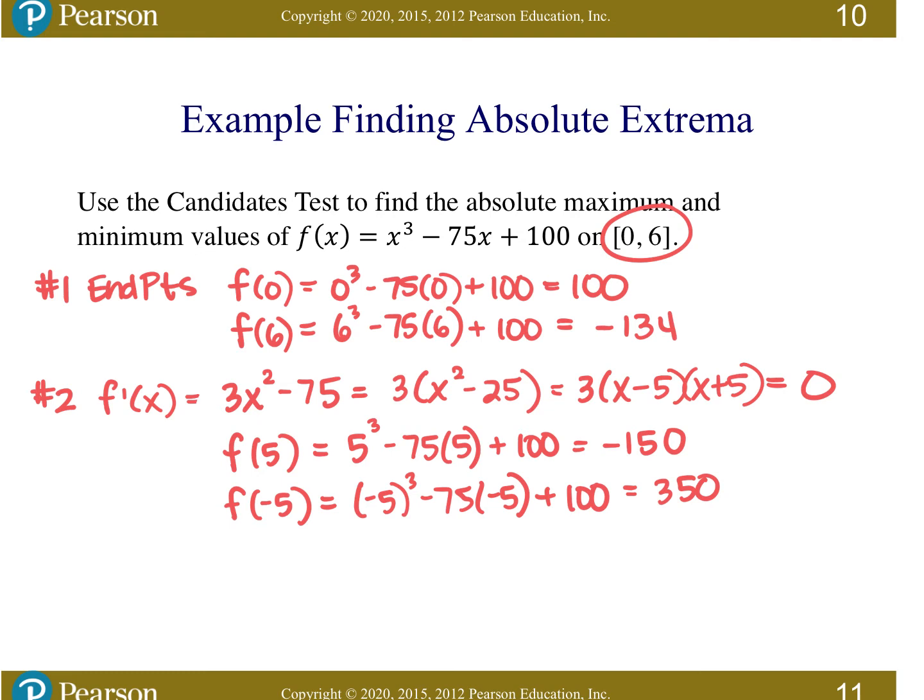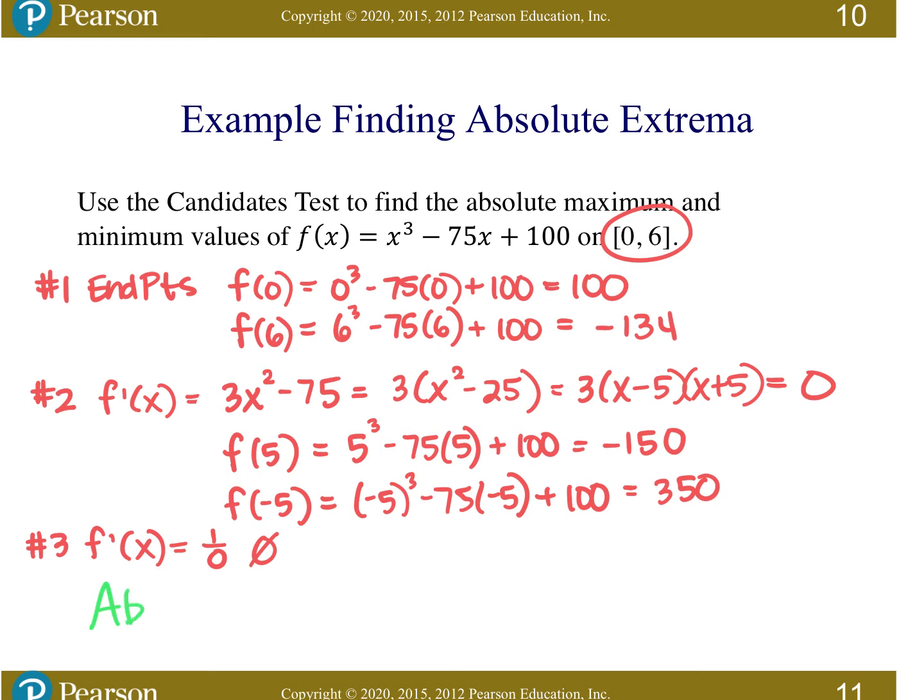So I have a couple more candidates. Remember, these are all candidates for the absolute. And the last one is finding, for step 3, that same f prime set equal to 1 over 0. But in this case, setting it equal to 1 over 0 and cross multiplying doesn't give me anything, so I have no new candidates. Okay, so now I just need to identify which one is the absolute max and which one is the absolute min.